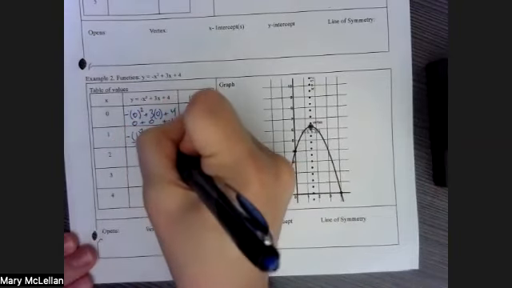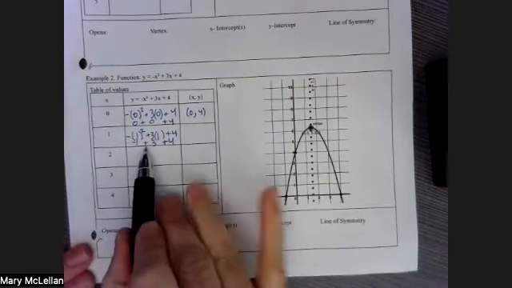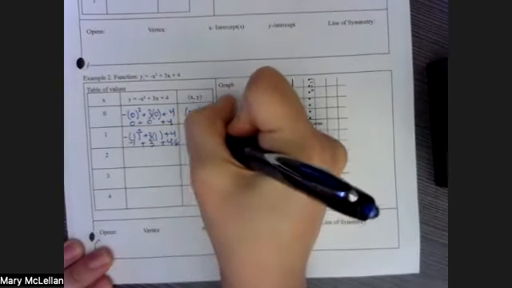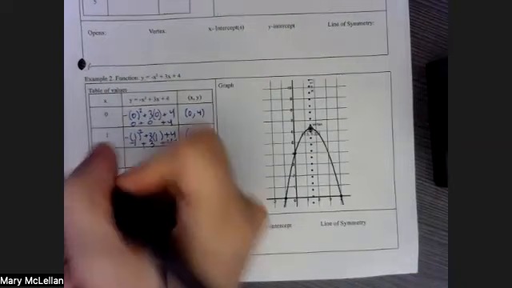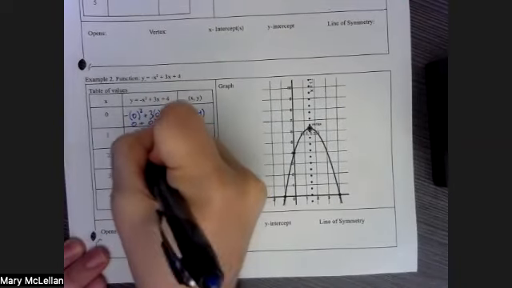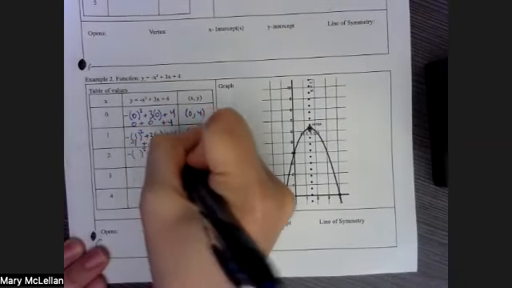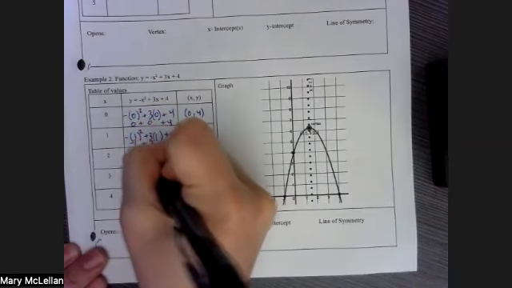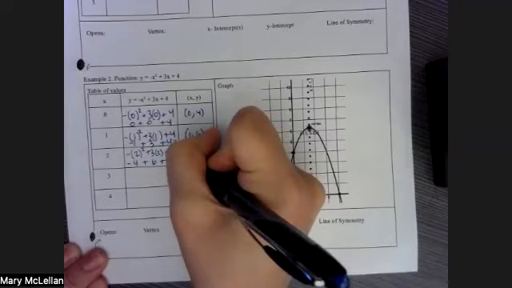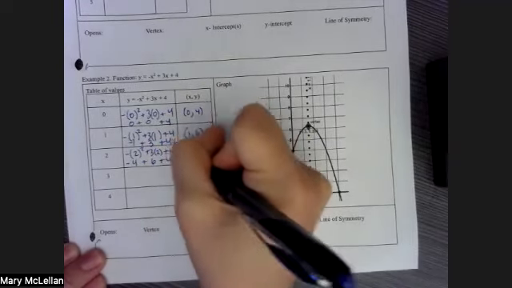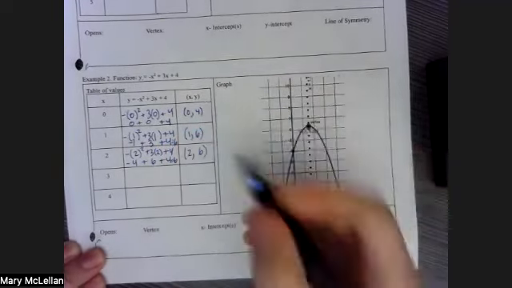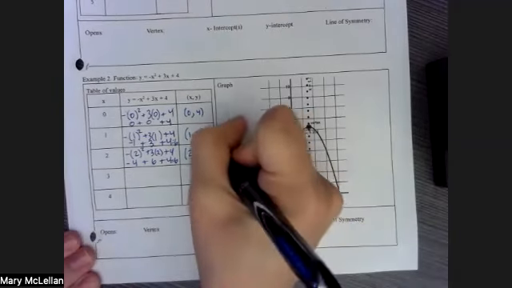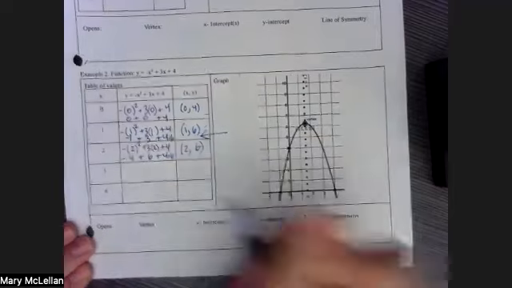Plus 3 plus 4, which is in the end 2 plus 4, which is 6. And the point is 1, comma 6. Now for 2. Same setup. I plug in 2. This is -4 plus 6 plus 4, which is just 6. So I have the point 2, comma 6. Notice I already have a repeating y value. That means that somewhere in here, I'm going to have my symmetry.